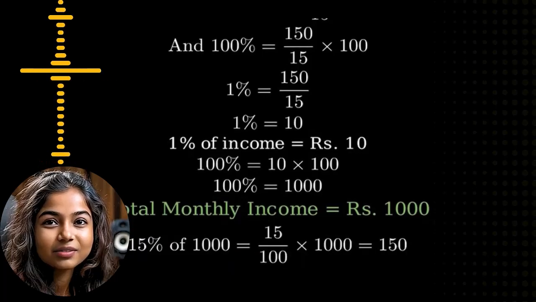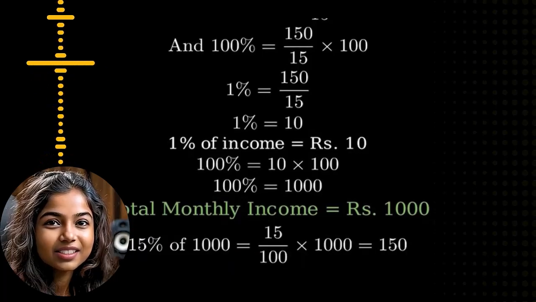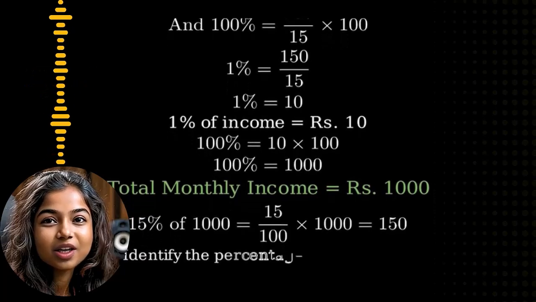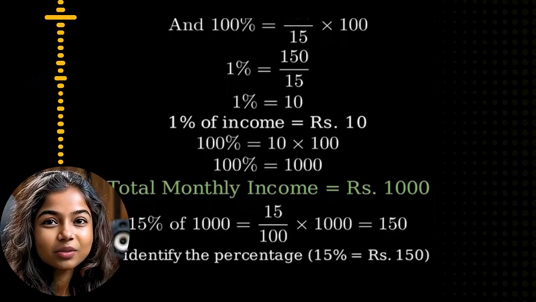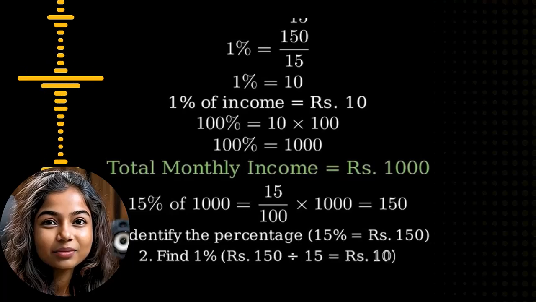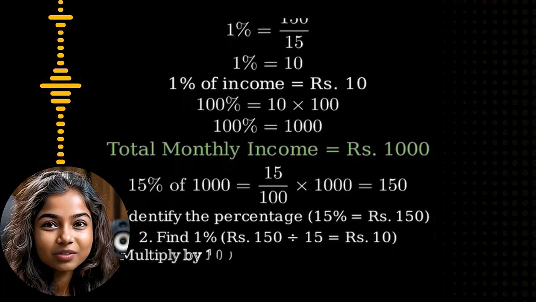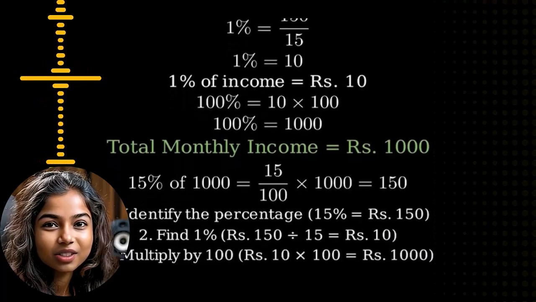To summarize, when solving percentage problems, remember these steps. First, identify what percentage the given amount represents. Then find what 1% equals by dividing. Finally, multiply by 100 to get the total amount.